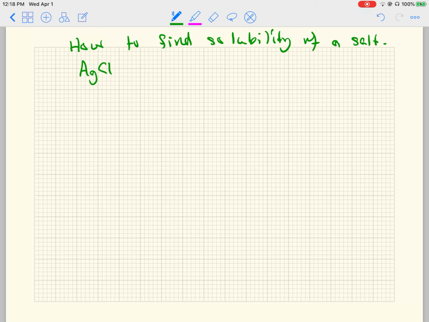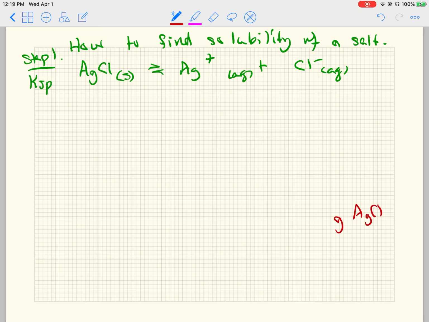And so the first thing you're going to do, so step one in finding the solubility, is you're going to come up with your KSP equation. And that KSP equation is silver chloride, always have the solid on the left, yields silver plus chloride minus. And then to find the solubility, what that wants us to do is find the mass of silver chloride that is dissolved in 1 liter of water. That's what we're looking for. And to get there, we really have to have equilibrium concentrations of one of our ions, either silver or chloride.